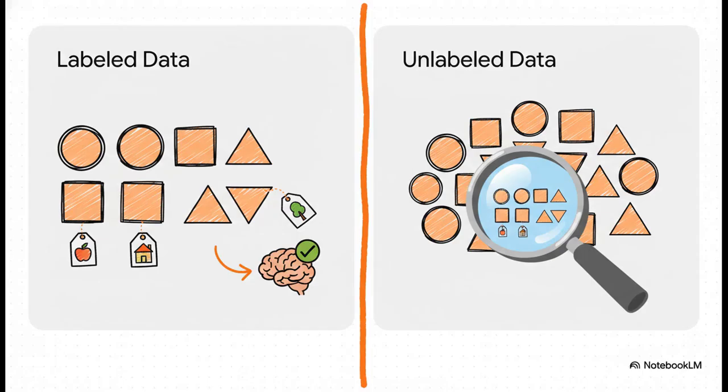All right, let's put these two paths right next to each other so you can see what I mean. Over on the left, you've got labeled data. This is where we already know the right answers. The goal here is all about prediction. It's kind of like giving a student a textbook that already has an answer key in the back. But then, on the right, that's unlabeled data. There's no answer key, no cheat sheet. The goal here is pure discovery, just finding interesting patterns that you didn't even know were there. And these two approaches, prediction versus discovery, are really the heart of what we're talking about.